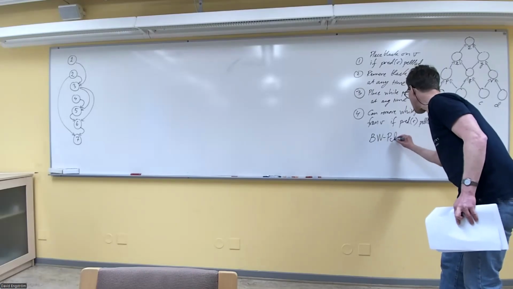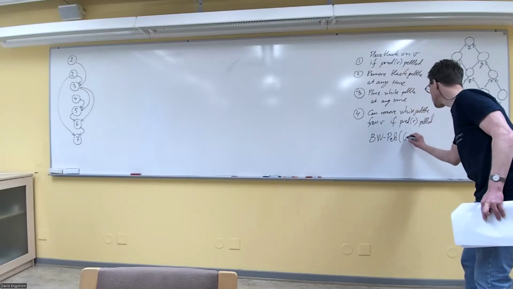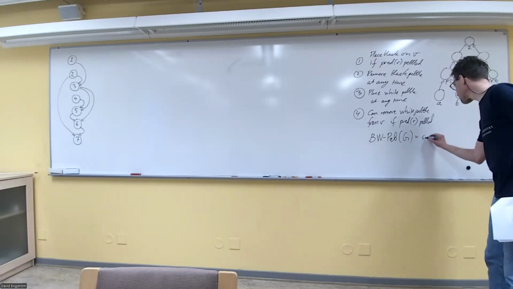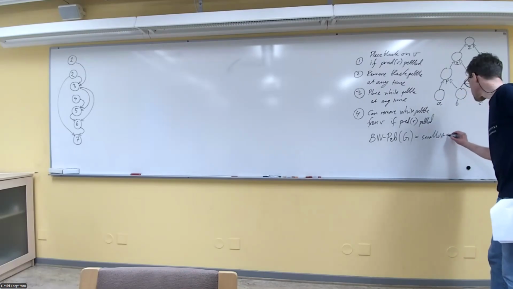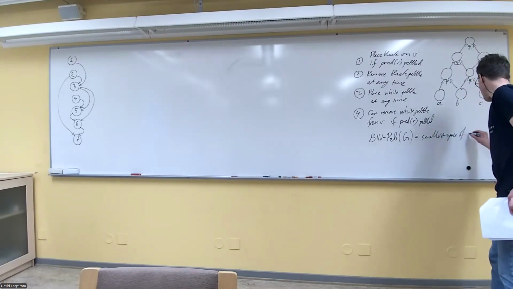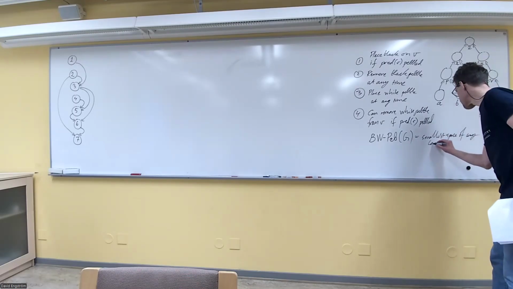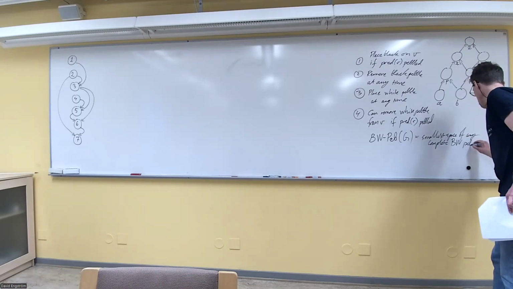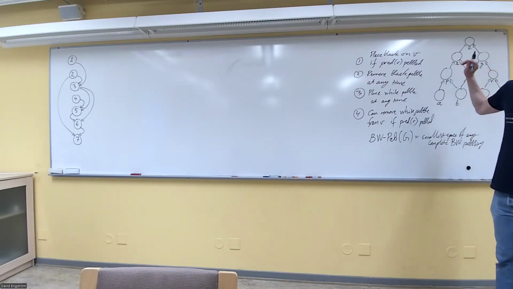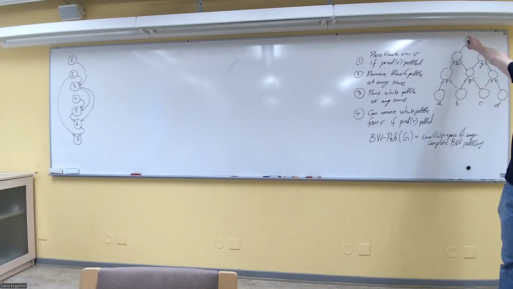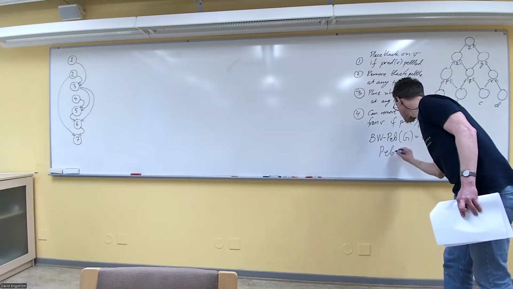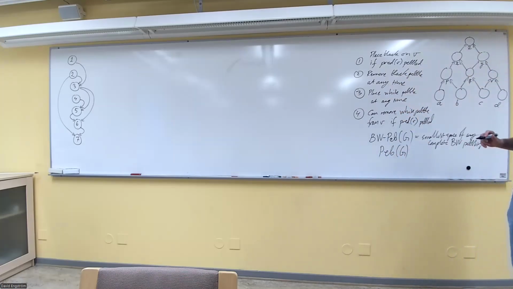I'm going to refer to the black-white pebbling price of a graph G as the smallest space of any complete black-white pebbling. Complete meaning start with an empty graph, end with a black on the sink, rest of the graph cleaned up. The black pebbling price is if I'm only using black pebbles.